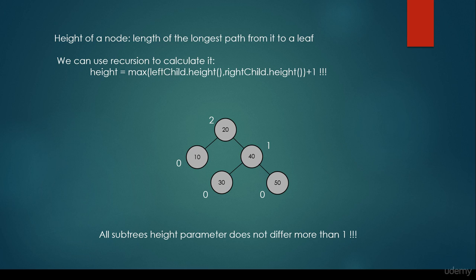We come to the conclusion that all subtrees' height parameters couldn't differ by more than 1. If that's true, then we know for certain that the tree-like structure is balanced. If the left subtree and the right subtree height parameters differ by more than 1, it means that this tree is unbalanced, so we have to fix it.